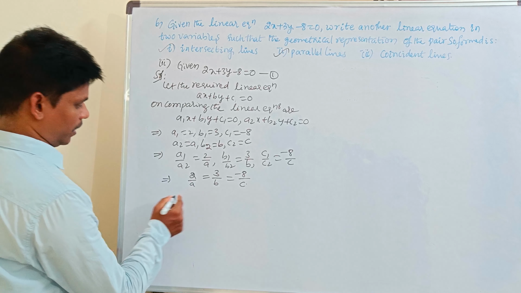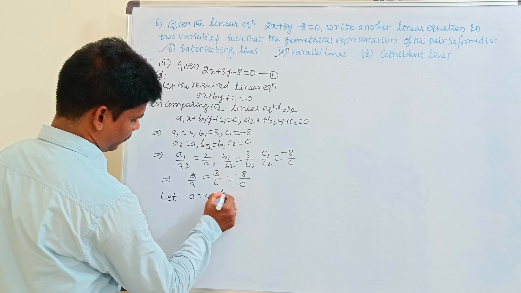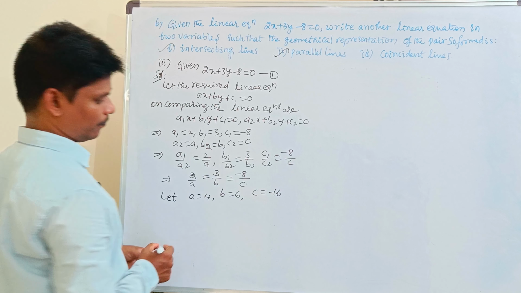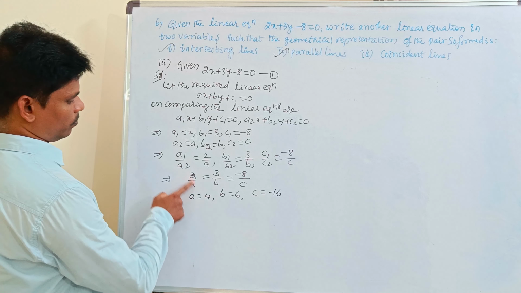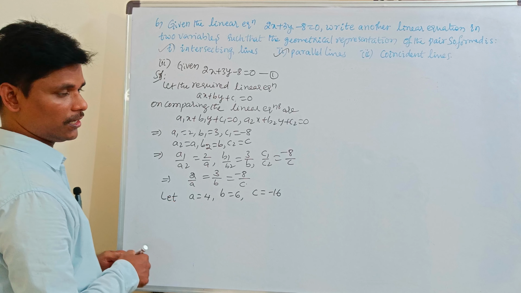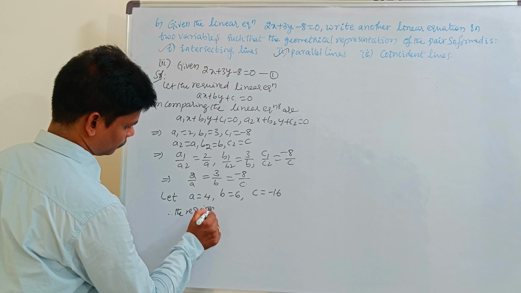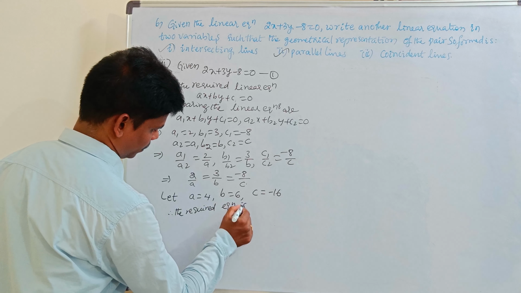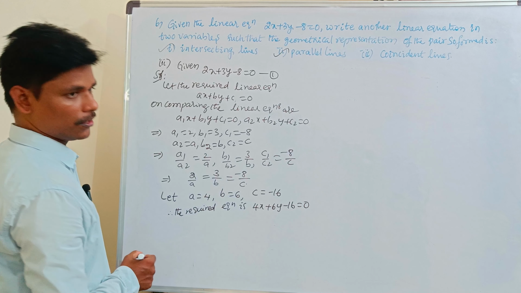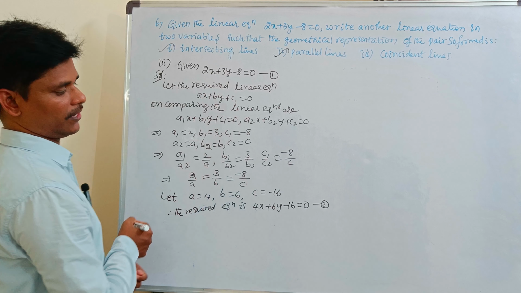So let us take the required equation with a is equal to 4, b is equal to 6, c is equal to minus 16. Observe: 2 by 4 is 1 by 2, 3 by 6 is 1 by 2, minus 8 by minus 16 is 1 by 2. So all ratios are equal. Therefore the required equation is 4x plus 6y minus 16 is equal to 0. Find the solutions of these two linear equations and draw the graphical representation.